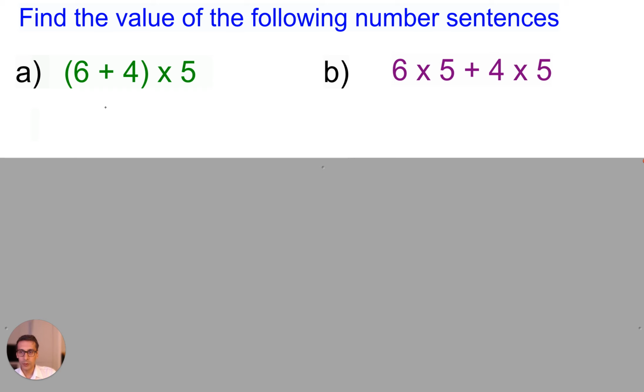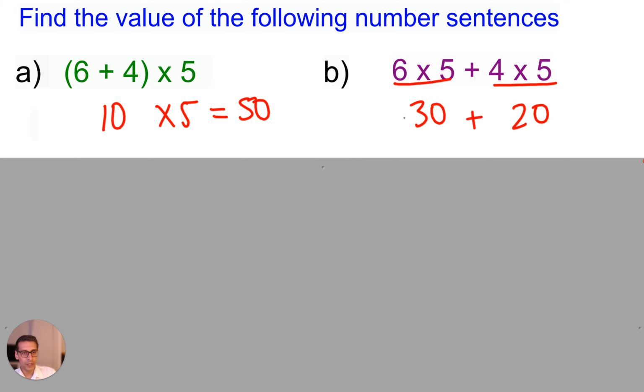So 6 plus 4 is 10. We're going to do brackets first, and then 10 times 5 is 50. Now the other way, for question B, we're going to do multiplication first. So 6 times 5 is 30, 4 times 5 is 20, and we're going to add them up. So 30 plus 20 is 50.